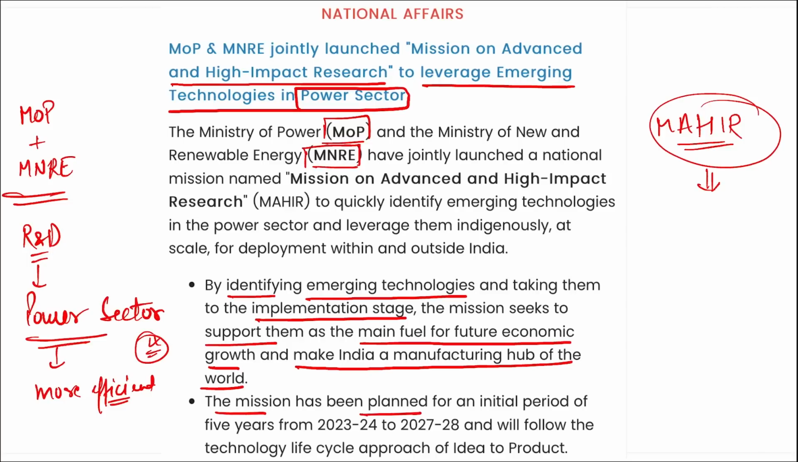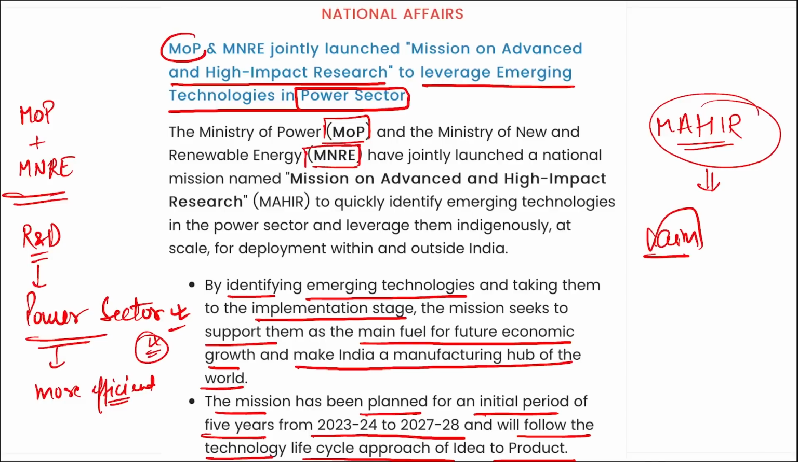The mission has been planned for the initial period of 5 years from 23-24 to 27-28 and will follow the technology life cycle approach, the idea of the product. Correct? And what is the main aim? As I just mentioned above, the main aim here is to facilitate research and development on the latest and emerging technologies in the power sector. Correct? So what you need to remember, MOP and MNRE came together and started this MAHIR.